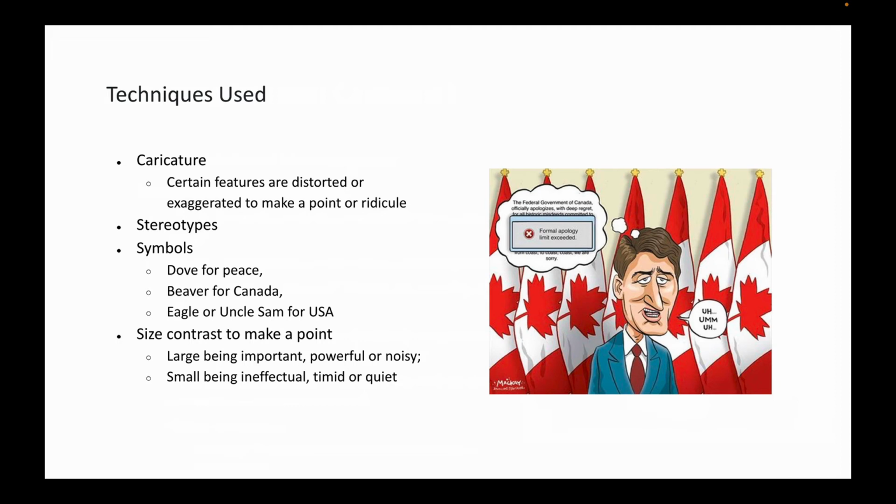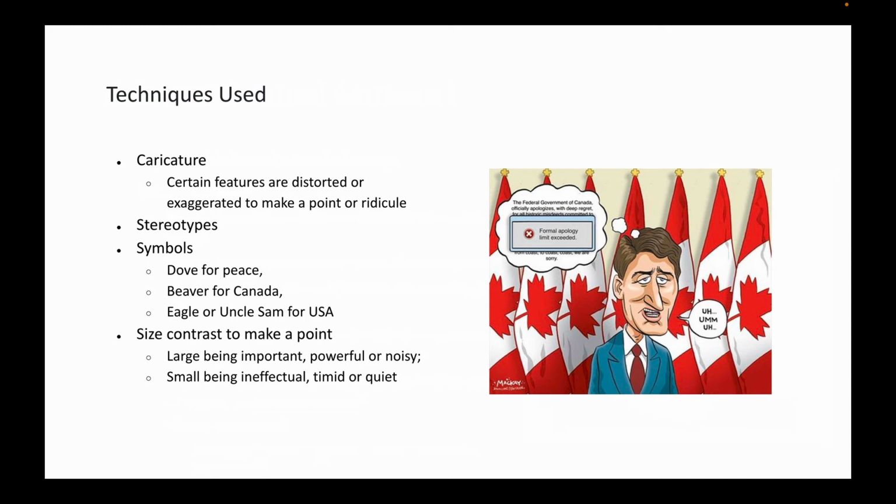So what are some of the techniques that are used? Well, the first one is related to the caricature itself. Certain features could be distorted or exaggerated, and you want to make some sort of point. In this one, the caricature is Prime Minister Justin Trudeau, and his nose is really accentuated, so is his chin and his hair. And he is often drawn this way.